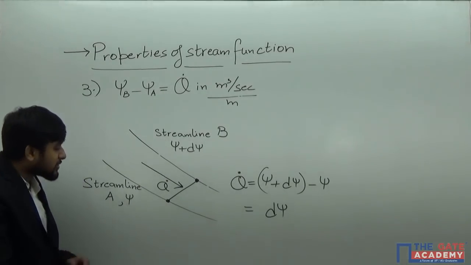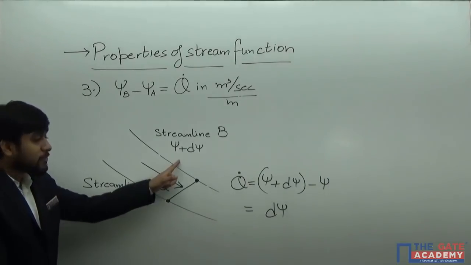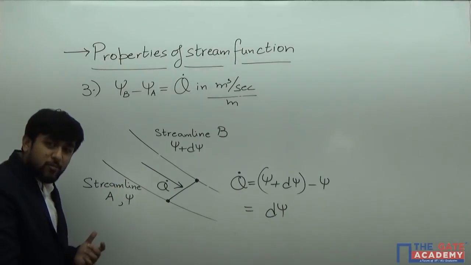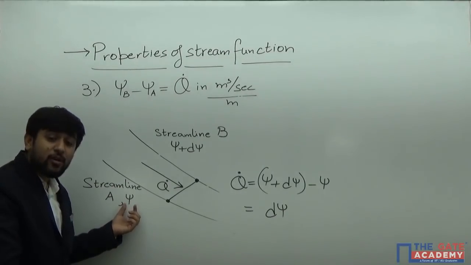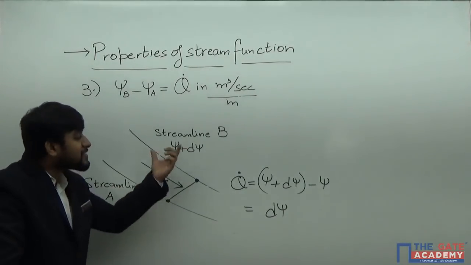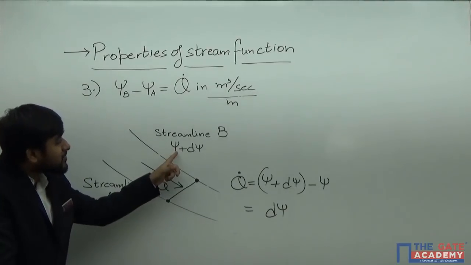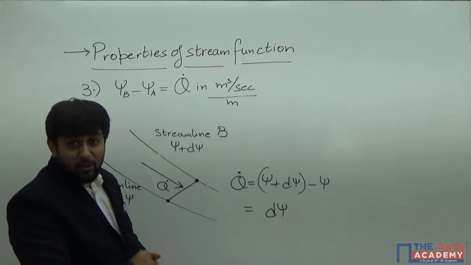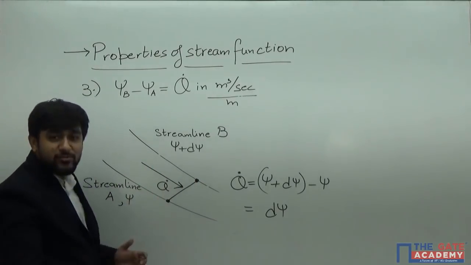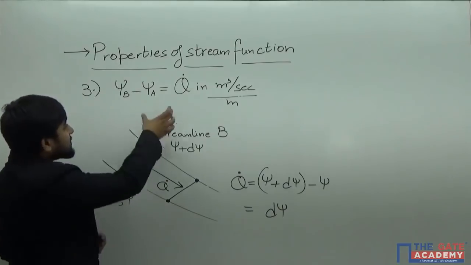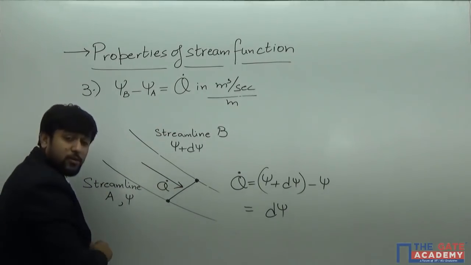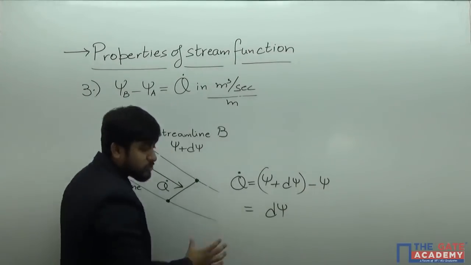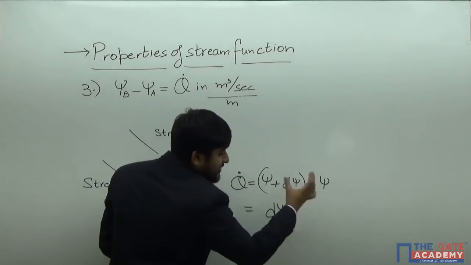So what I have shown is that there are two streamlines A and B, and maybe these streamlines are very close. Okay, corresponding to these streamlines, the stream functions have values psi and psi plus d psi. Here instead of psi B, I have written psi plus d psi because the streamlines are very close. So difference of stream functions will be less, right? Now, as per definition, the flow rate per unit width can be written as psi plus d psi minus psi is equal to d psi. So this is psi B and this is psi A, right?